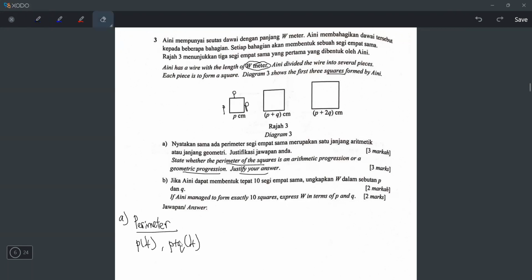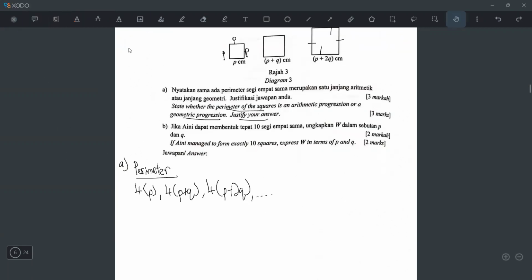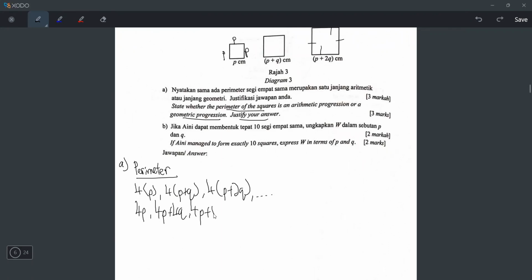Okay, but let's not write like this. Let's change the way I write. Let's write like this: 4 times P, and then 4 bracket P plus Q, and then 4 bracket P plus 2Q, right? Because in a square, all the lengths are the same. So if you want to find perimeter, you just times 4. So what you get here, you will end up with 4P, 4P plus 4Q, and 4P plus 8Q.